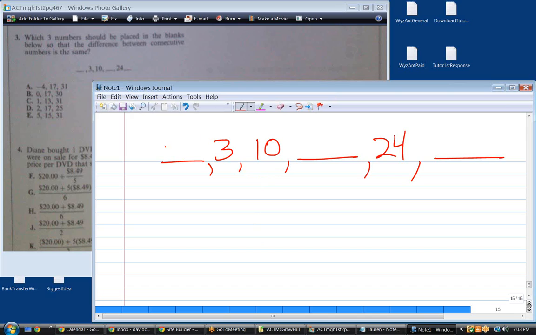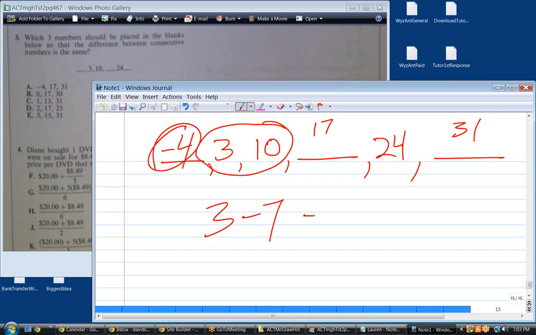A negative 4. I don't have to go any further. There's only one answer that's got negative 4 as that first number. Notice that if I put the 17 in there and the 31 in there, they're all separated by 7. That's easy. But I didn't have to go far. They didn't give me multiple answers that all had minus 4 as the first term. So they made it really easy for me. All I had to recognize is that they were separated by 7 and figure out what the first term is going to be, which is 3 minus 7 equals minus 4.